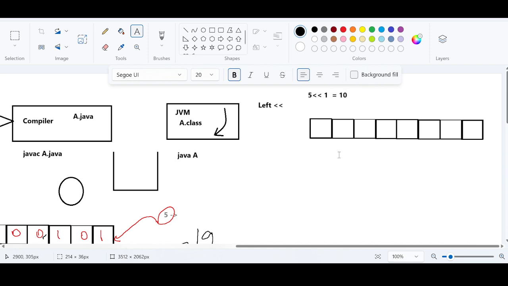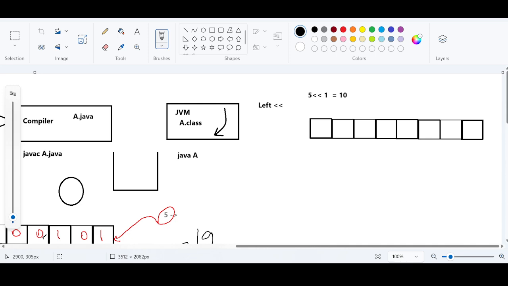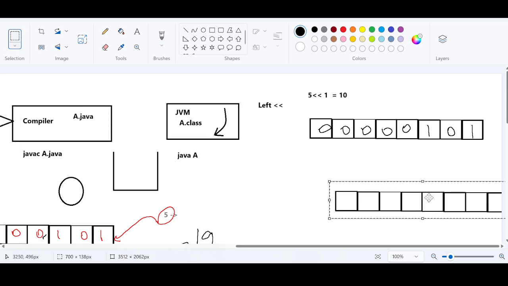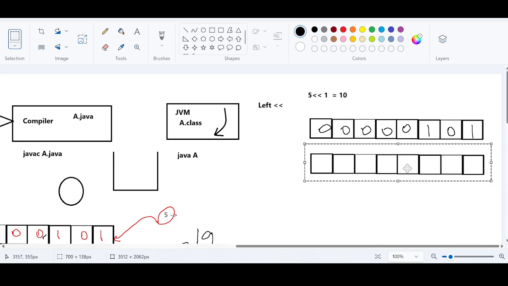What is the binary number for 5? We know this already. It's 101. Right? 101 is a binary number. The remaining values have to be 0, 0, 0, 0. Now focus here. Let me take the same set of memory block, which is 1 byte. The moment you do left shift, focus here.